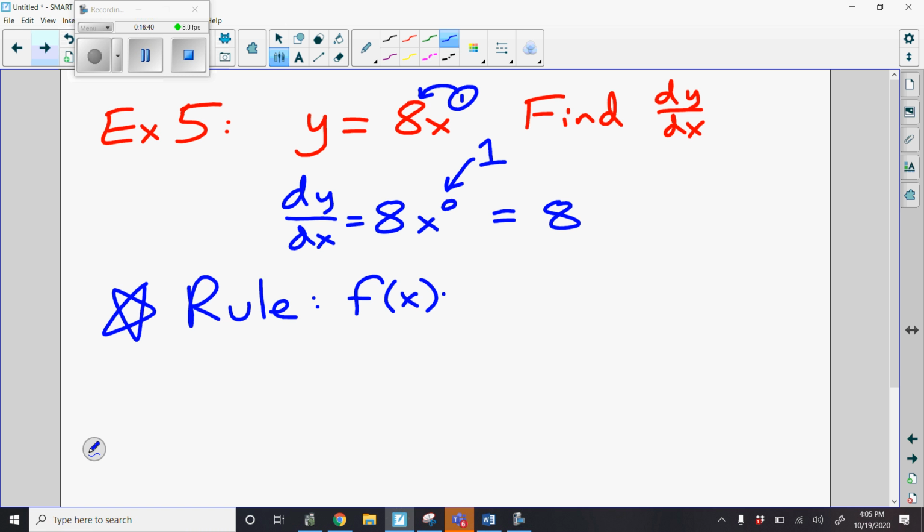If we have f of x equals a constant times x, c being any constant. In the example 5, it was a constant 8. So if we have cx, then f prime of x would equal c. Okay? Well, what if we just had a constant? Right? There were constants in some of the examples that we worked on today. Well, the derivative of a constant, let's take a look at that example really quick.